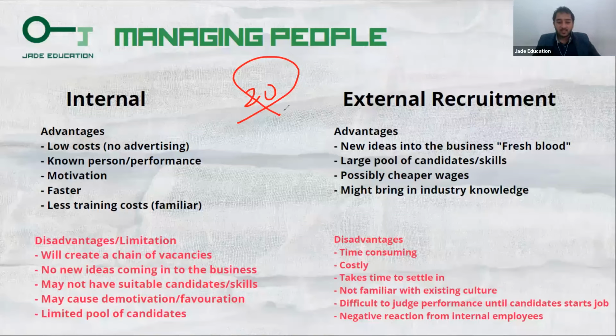And obviously, if you don't select a particular person and the other one is selected, loads of jealousy and all kinds of problems, no? So lots of things can happen like that. And of course, an external hire is the complete opposite. Fresh ideas, larger pool, you could possibly pay them cheaper wages.